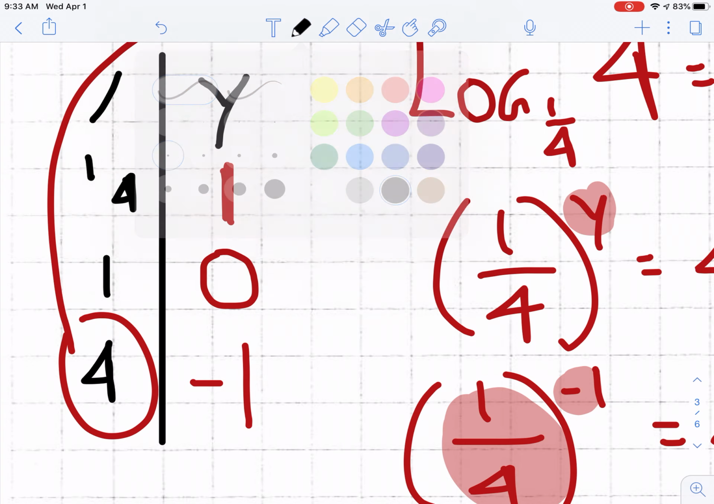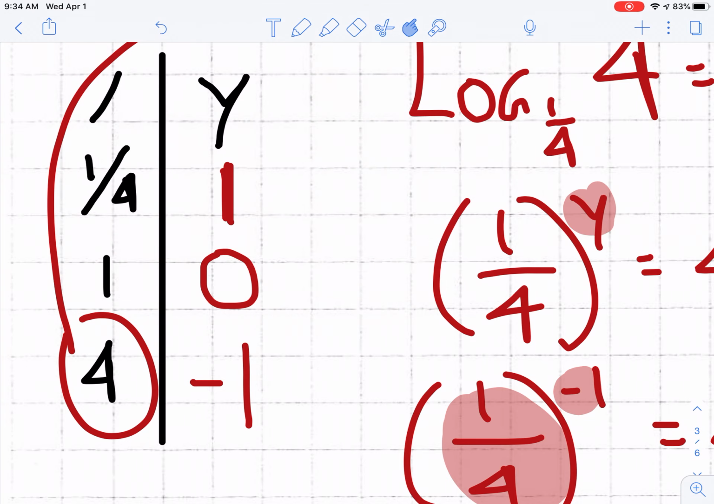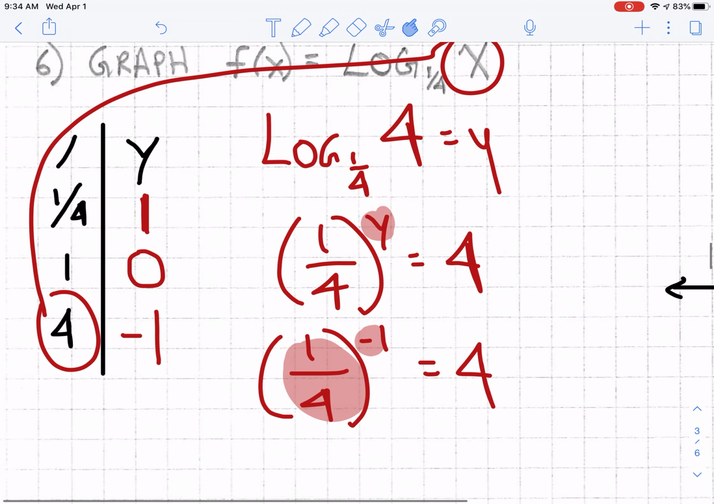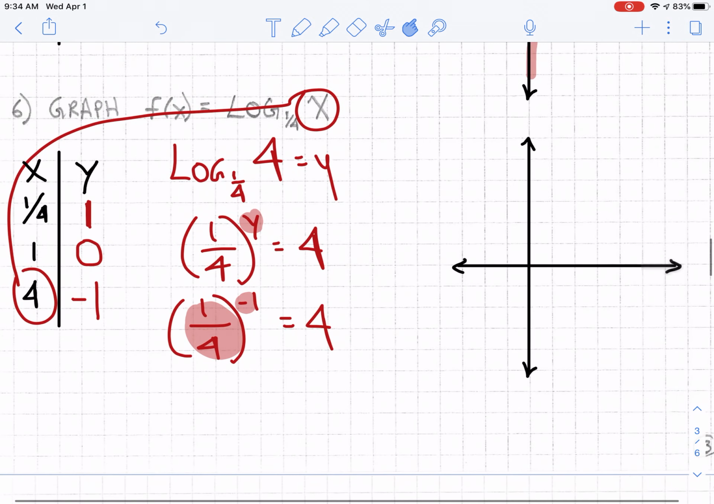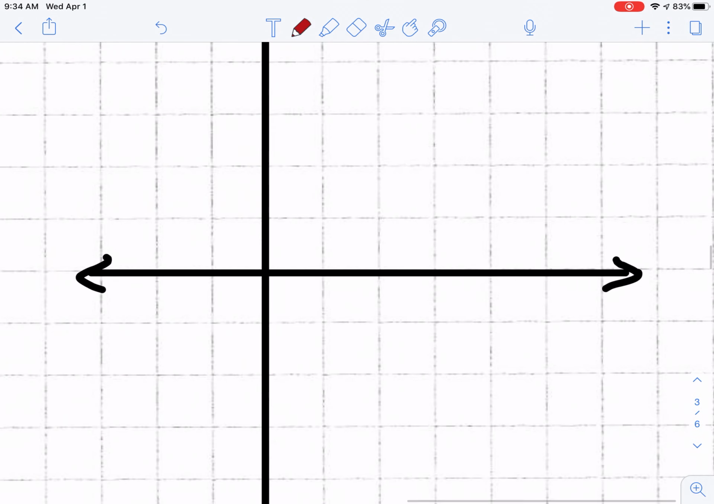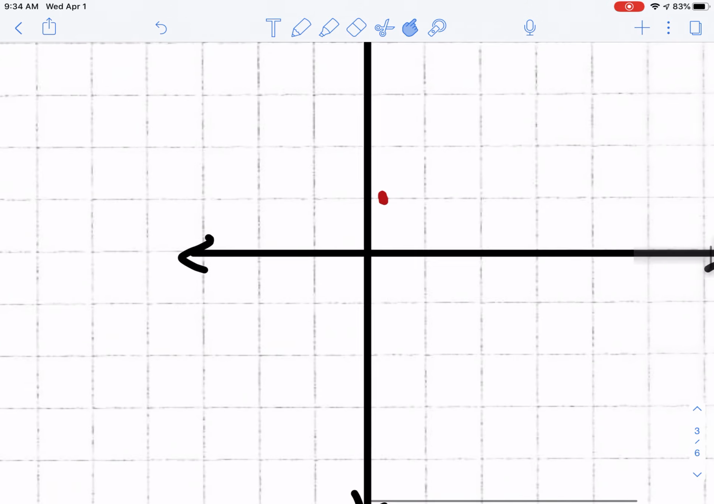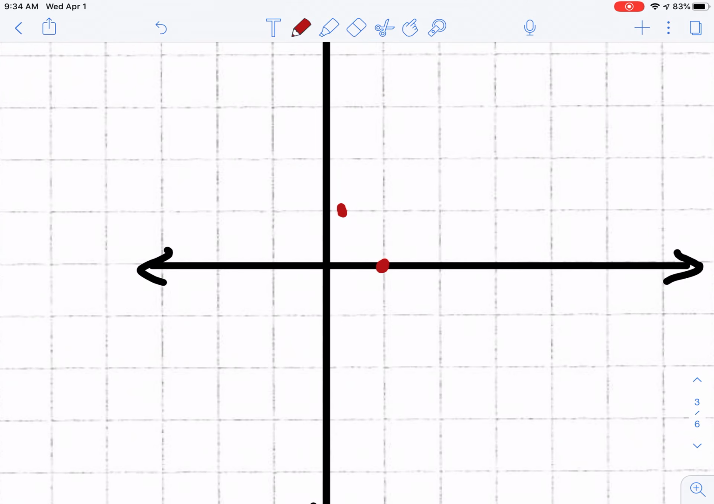I think I accidentally erased a line here. That should be 1/4. Okay. So we're going to graph those points: 1/4, 1; 1, 0; and 4, -1. So 1/4, 1. 1, 0, and 4, -1. So this graph looks like this.